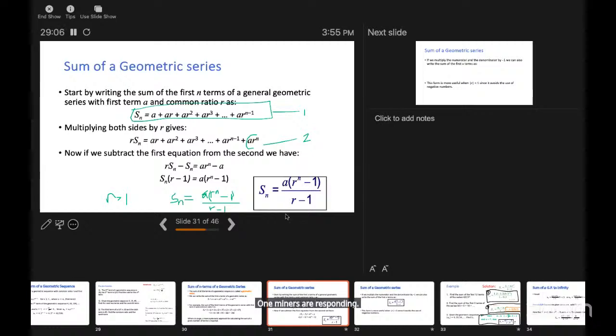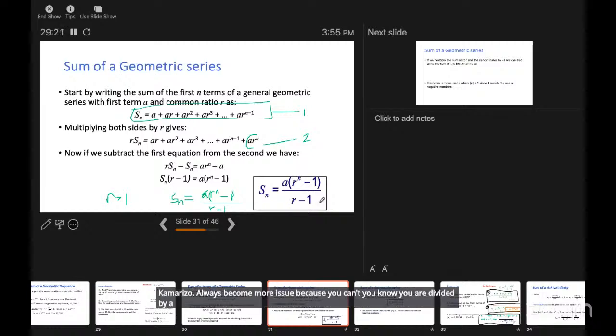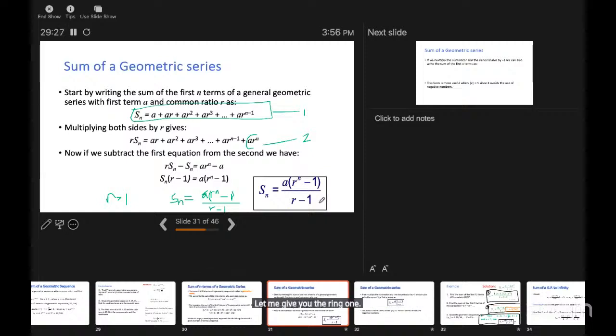Okay, can R be 0? No, sir. The common ratio cannot be 0. There must always be a common ratio, because you are either dividing by the common ratio or multiplying by it. You can't divide by 0, and if you multiply by 0, everything will just be 0. So if the common ratio is 0, that means you don't have any sequence.